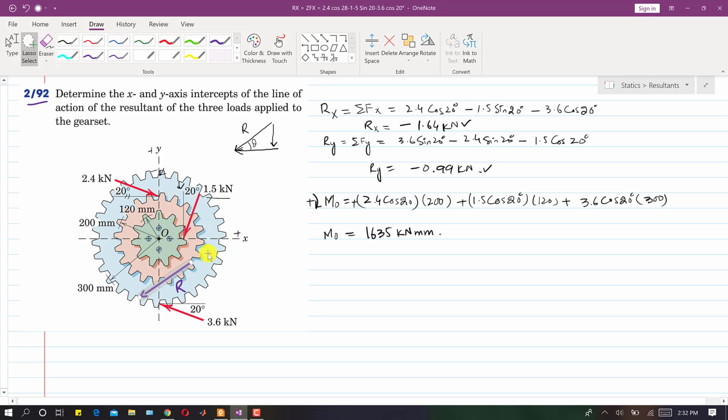And now if I extend the line of action of this force, let's suppose this is the line of action of this force, right? So this force is passing the x-axis as well as the y-axis. So we need to find these distances as well. Let's assume that this distance is x and this distance is y, right? We need to find these two distances. These are the x and y intercepts.